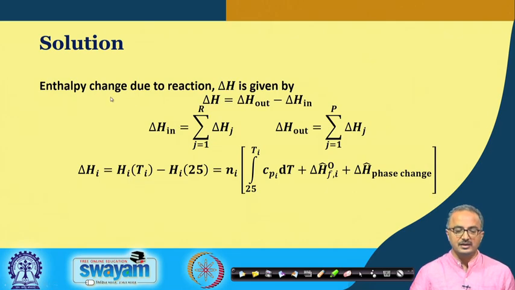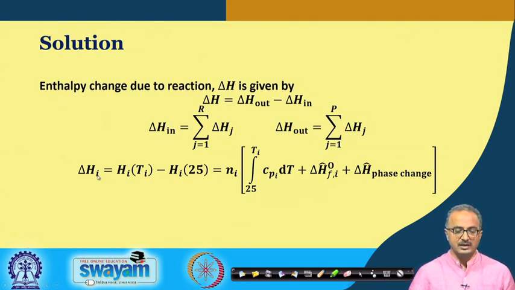So, you can see here that the net enthalpy change of the reaction is given by the change in the enthalpy of the outgoing streams minus that of the reactant side. For the total enthalpy change in the input, for each of the species, whatever enthalpy changes are there, we just sum them up, and for the outgoing streams we sum up all the enthalpy changes associated with each of the product species.